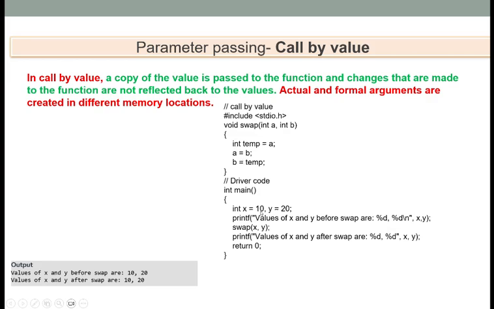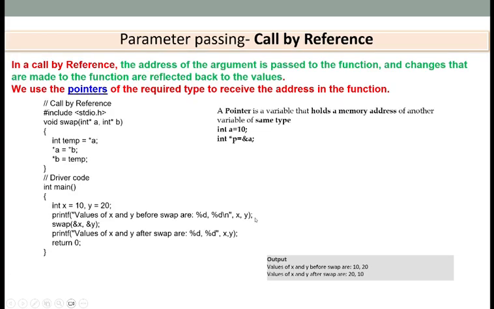See here, we are passing the 10 and 20. So after passing this 10 and 20, we have swapped it. But when you see the output here, it will not be affected. See here, 10 and 20 is before swap, after swap is also the same value. If you want to change the value, if you want to see that the actual parameter value should be changed, then we have to use the pointer concept.